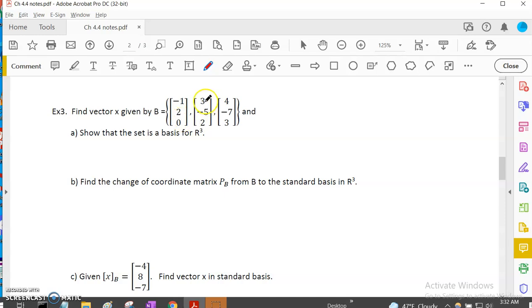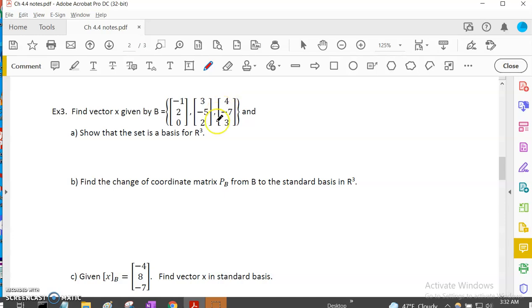So the last example shows that this basis B, with vectors -1, 2, 0; 3, -5, 2; 4, -7, 3, is a basis for R3, and then we use the change of coordinate matrix P_B. To show that it's a basis, we will use what we learned in 4.3. How do we do that?